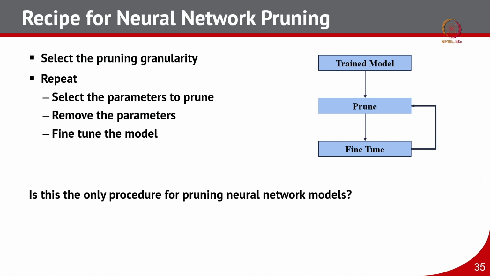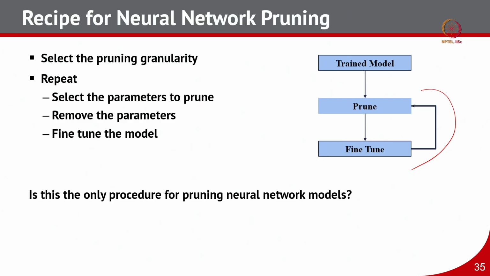So first we need to select the pruning granularity, like whether we want to do element wise pruning, vector wise pruning, or the filter wise pruning, and then we have to select the parameters to prune. We have seen the derivative based selection, average percentage of zero based selection, then scaling based selection. Those are the different techniques to select the parameters to prune, and then finally we remove the parameter. After that, usually fine tuning is done to recover some of the lost accuracy, and then this process happens in an iterative fashion. So we need to repeat the process.